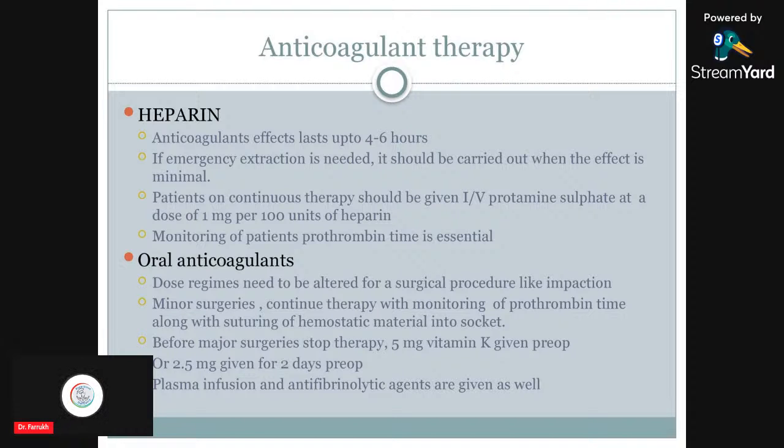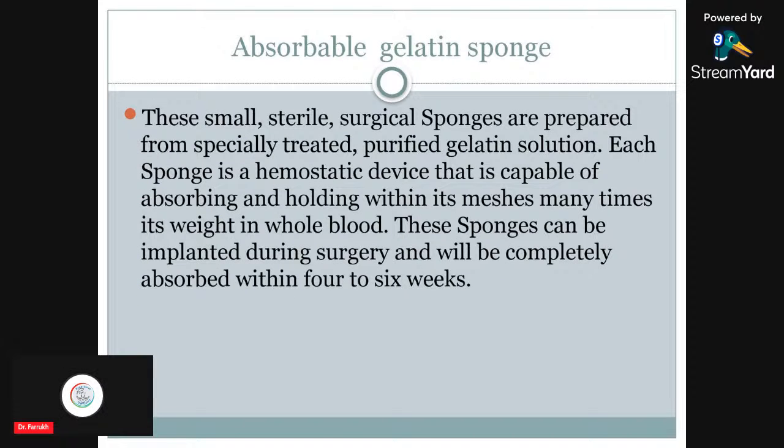Oral anticoagulants. Those regimens need to be altered for a surgical procedure like extraction. For minor surgeries, continue therapy with monitoring of prothrombin time, along with suturing of a hemostatic material in the socket. Okay. Before major surgeries, stop therapy. 5 mg vitamin K is given pre-op, or 2.5 mg is given for 2 days pre-op. Plasma infusion and anti-fibrinolytic agents are also given.